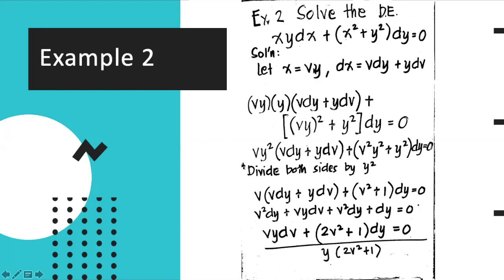So I will differentiate this. So dx equal to, so how do we do this? Product rule lang, di ba? V dy plus y dv. Clear? And now plug in the given equation. So we have x naging vy times y. Yung dx will be v dy plus y dv. You plug it in here plus x squared is vy raised to 2 and then plus y squared, copy mo lang siya, and then dy equal to 0.